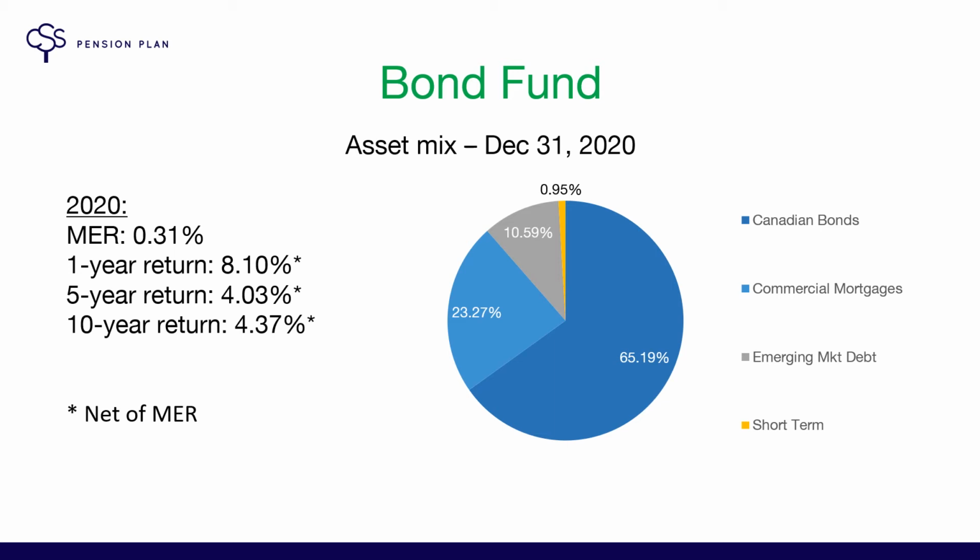Its management expense ratio for 2020 was 0.31%, and its return in 2020 was 8.1%, which is a great return for a bond fund. However, its 5-year and 10-year returns are more typical over the long term for a bond fund. As you can see, those returns are just over 4%. The bonds, mortgages, and emerging market debt in the bond fund are the same bonds, mortgages, and emerging market debt contained in the balance fund.